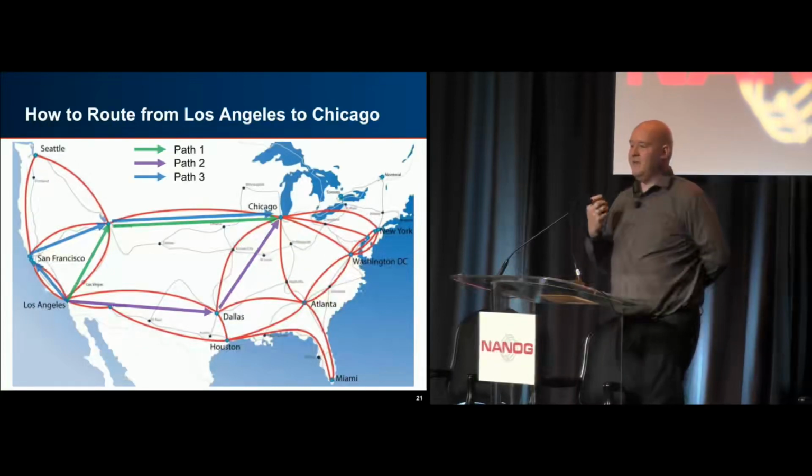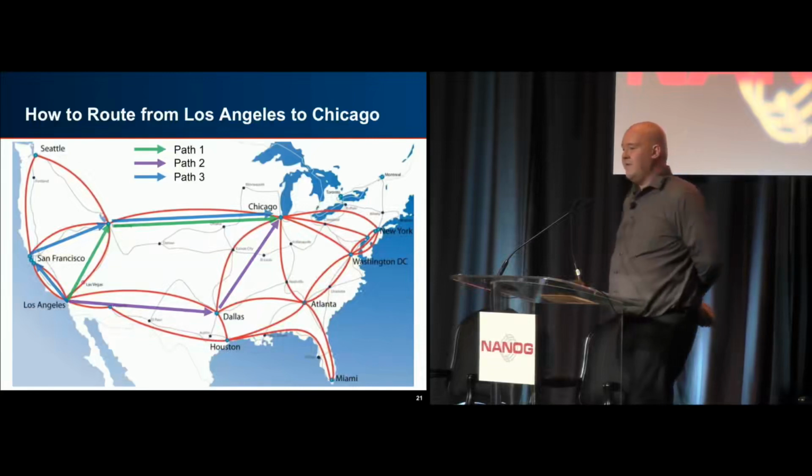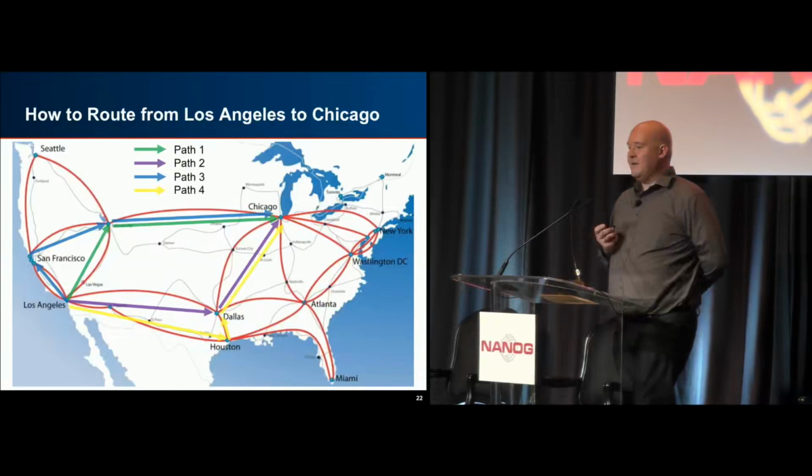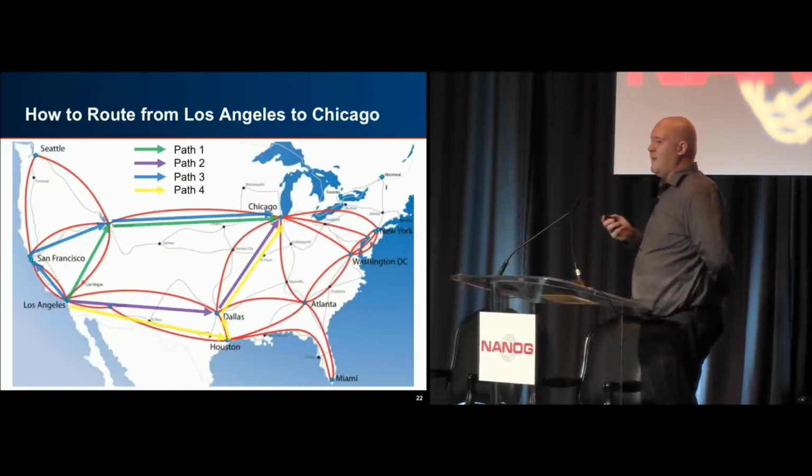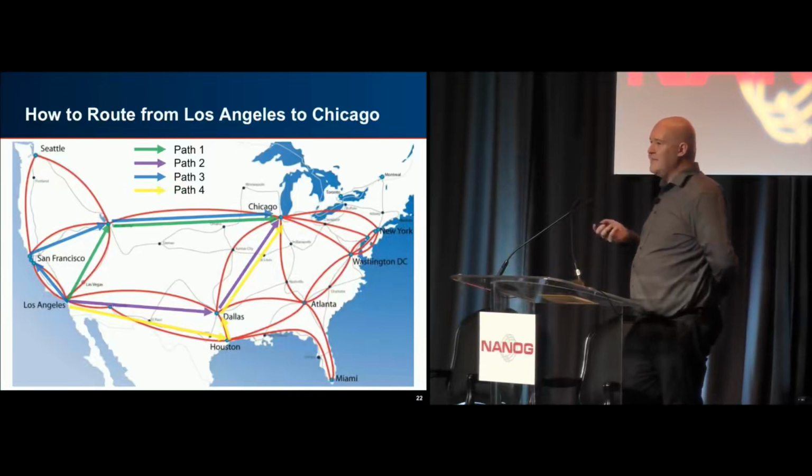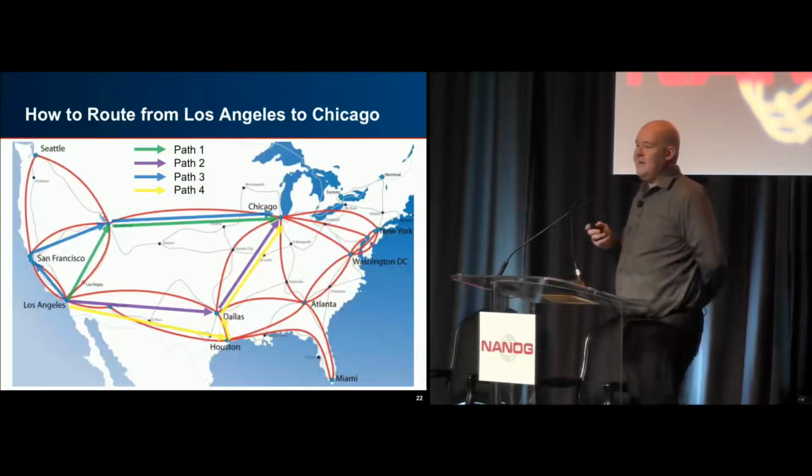This might be path number 3. You head over to San Francisco first, and then you head to Salt Lake, and then you head to Chicago. This might be path number 4. You go down to Houston first, and then you head up to Dallas. So very similar, and some of them overlap in some ways, but there's many different ways, and the latency difference between these 4 paths might not be that bad.